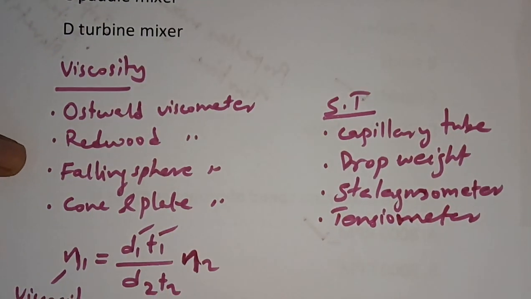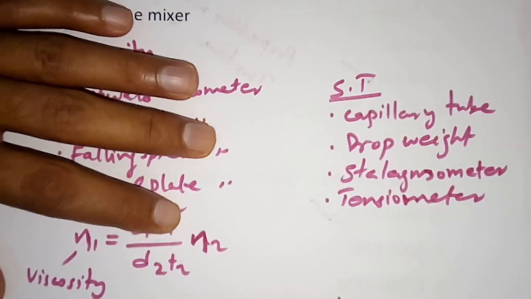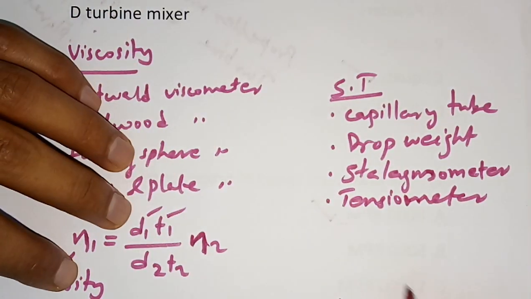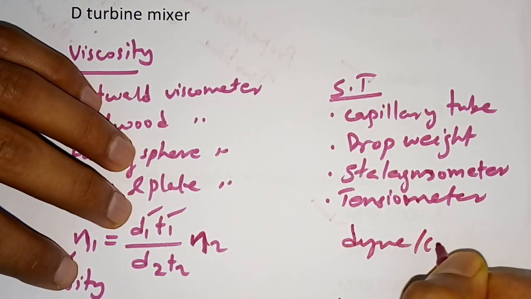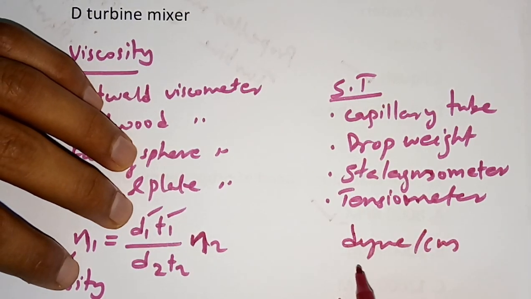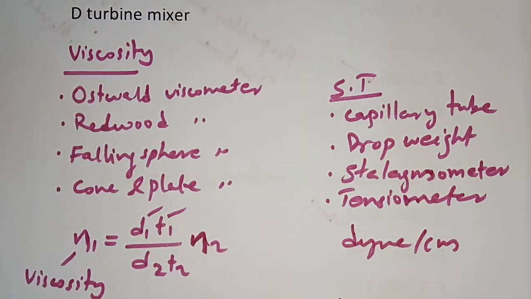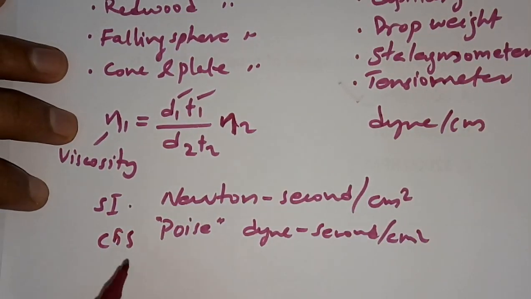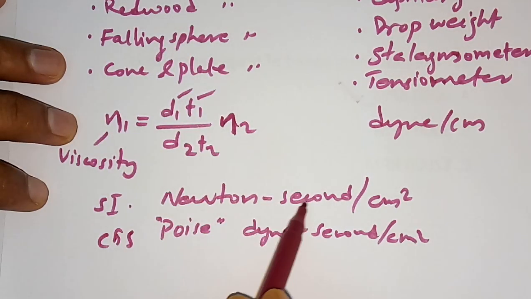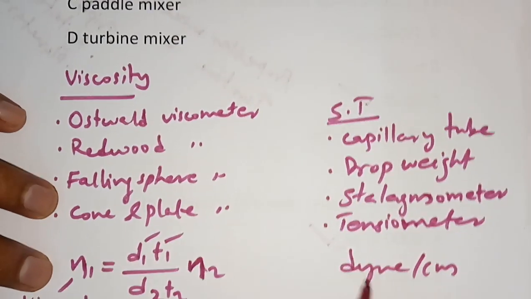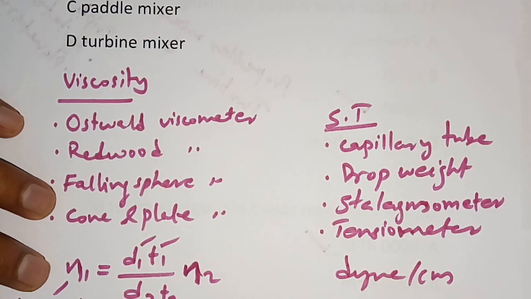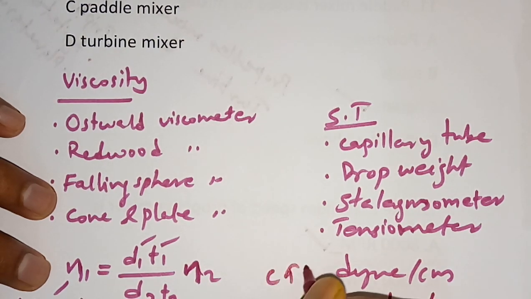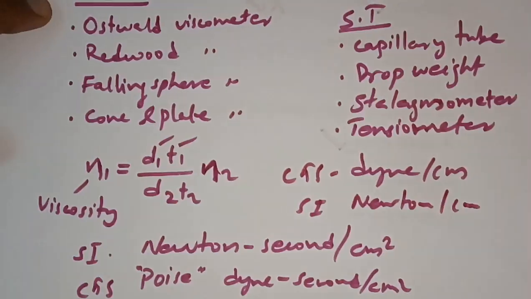The unit also may be asked. The unit of surface tension is dyne per centimeter, or Newton per centimeter, depending on whether it is the CGS or SI unit. So the SI unit for viscosity is Newton second per centimeter square, but in case of surface tension the SI unit is Newton per centimeter. This is the CGS system. Okay, hope all this is clear.